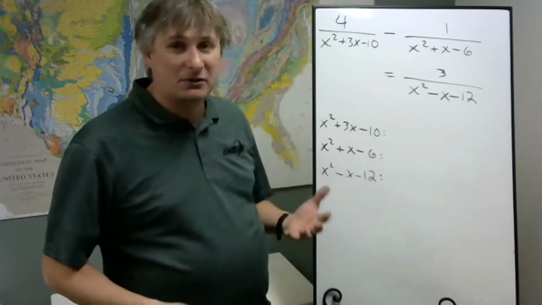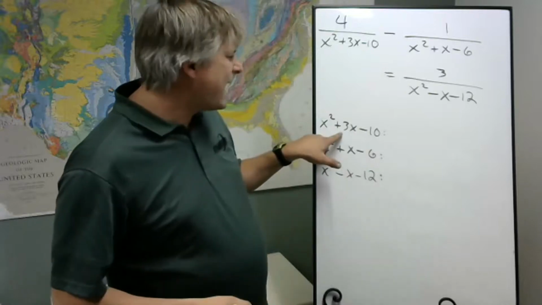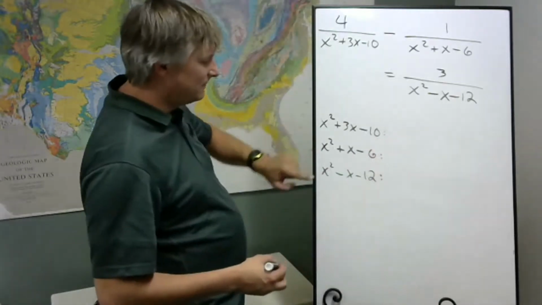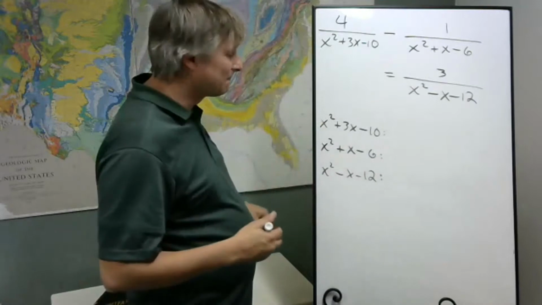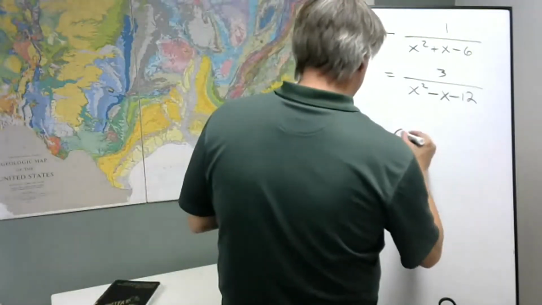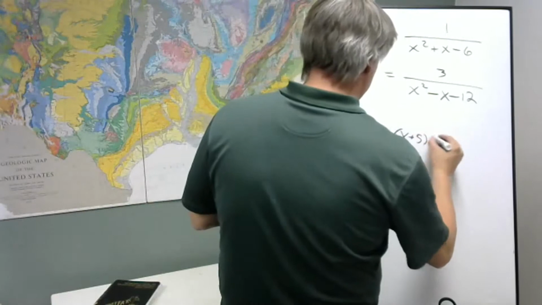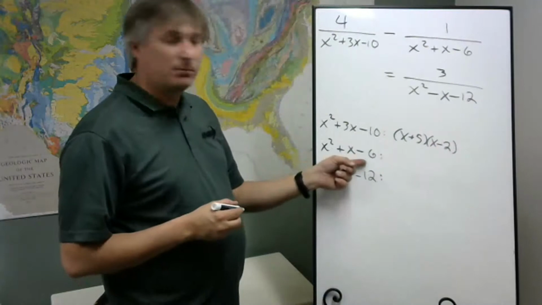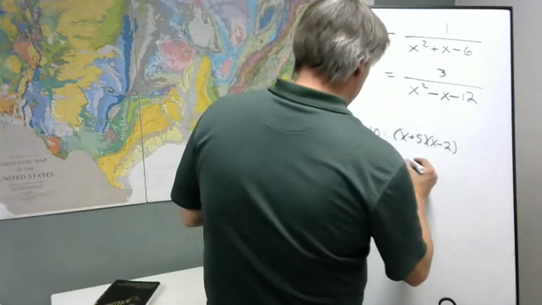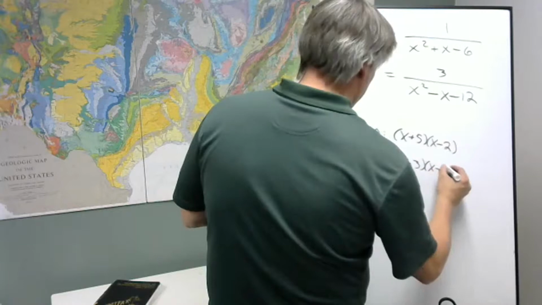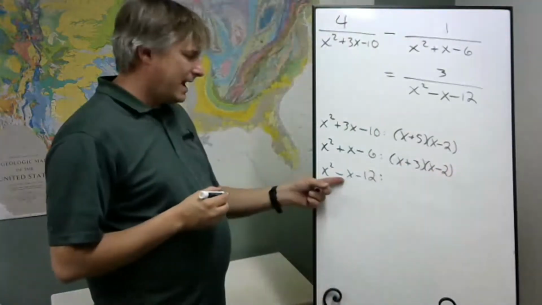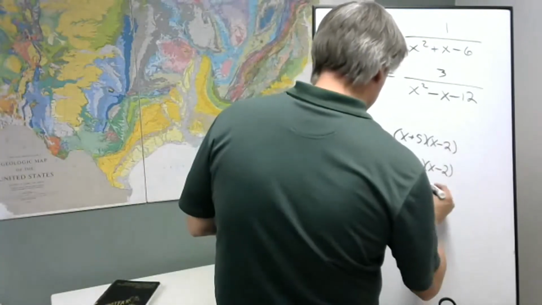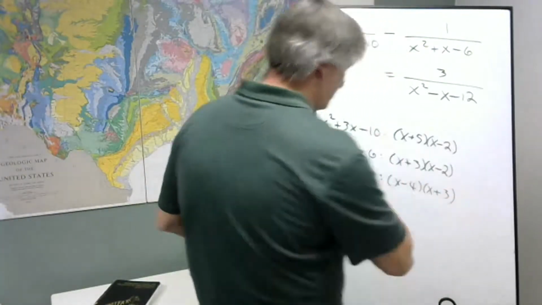Here again, we're going to factor everything. So two numbers that add up to 3, multiply to -10. Again, using the guess and check method, looking at the invisible 1 in front of our x squared. Then two numbers that add up to 1 and multiply to -6. Add up to -1, multiply to -12. There we go.